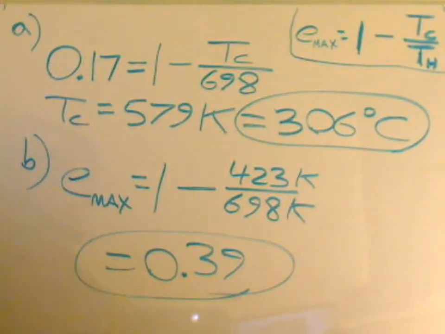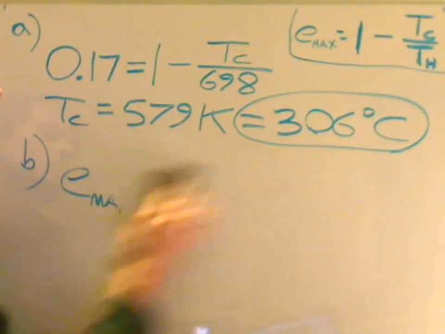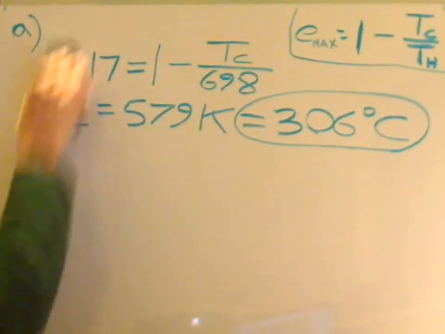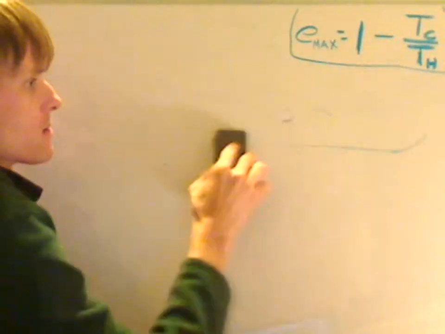Okay, so let's go ahead and work part 2 of this problem. And I need to erase this. Okay. Now, in part A, we're asked to calculate the hot reservoir temperature of a Carnot engine at maximum efficiency, given a 42% efficiency and a 27 degree Celsius cold reservoir temperature.